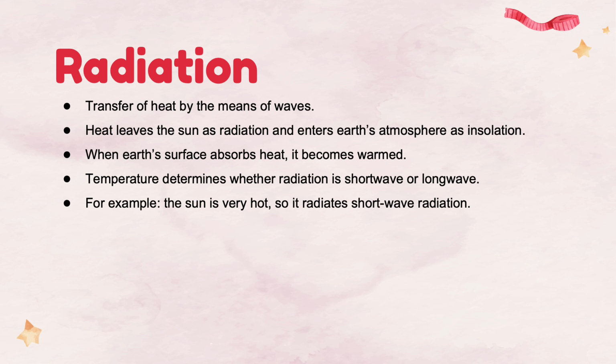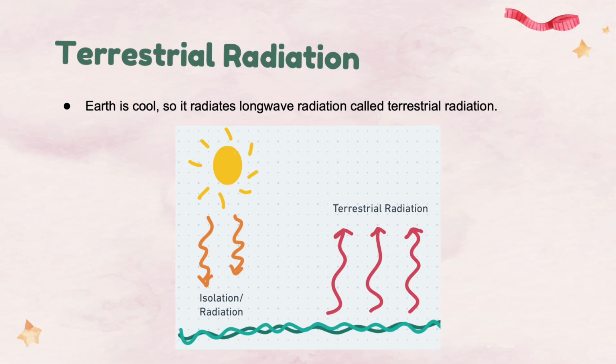Temperature determines whether the radiation is short-waved or long-waved. The sun, for example, is incredibly hot, so it radiates short-wave radiation. But remember that all warm objects can radiate heat. It just depends how warm they are as to whether they have short waves or long waves. The Earth, unlike the sun, is cool, so in this case it will radiate long-wave radiation. We call this type of radiation terrestrial radiation.